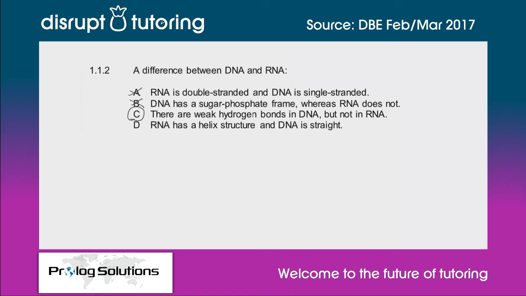And let's just go through D as well. RNA has a helix structure and DNA is straight. That is incorrect because DNA has the helix structure, whereas RNA is straight. And that's it, guys. C is the correct answer.